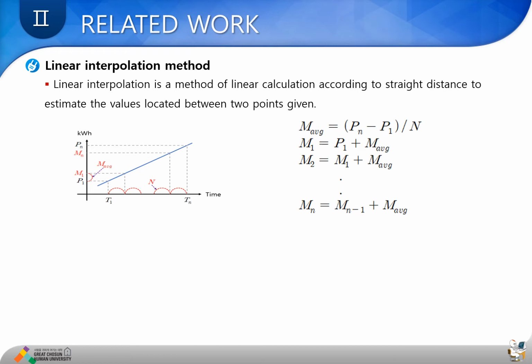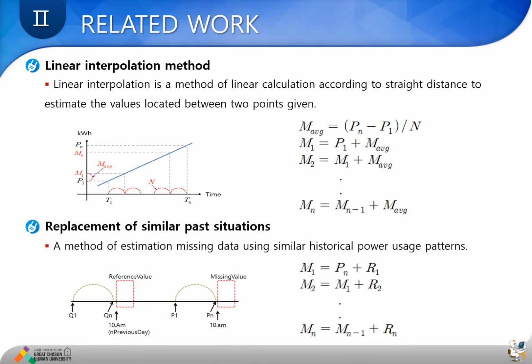From M1 to Mn is missing data. P1 and Pn are existing data. N is the count of missing data. Missing average value is Pn minus P1 divided by N, and M1 value is P1 plus missing average value. M2 value is M1 plus missing average value, and Mn value is Mn minus 1 plus missing average value.